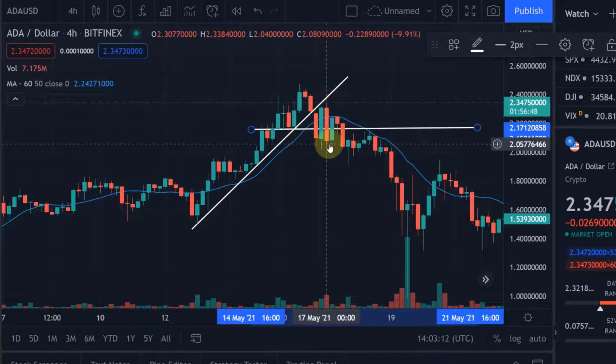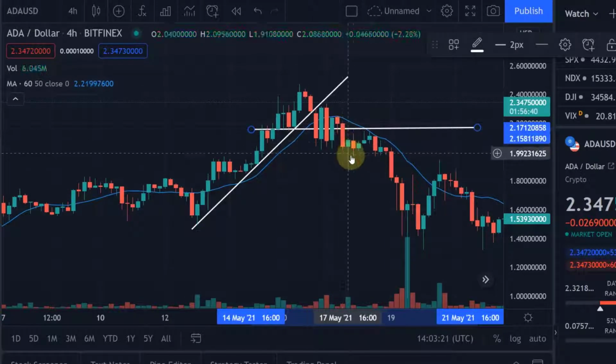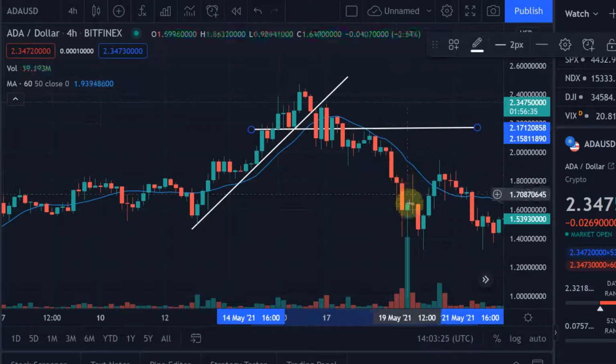And again, we went through that horizontal one again, went all the way up again, and then actually found some support here at that support line, but then broke it. Then we retested that horizontal one, and that is then when we went down.